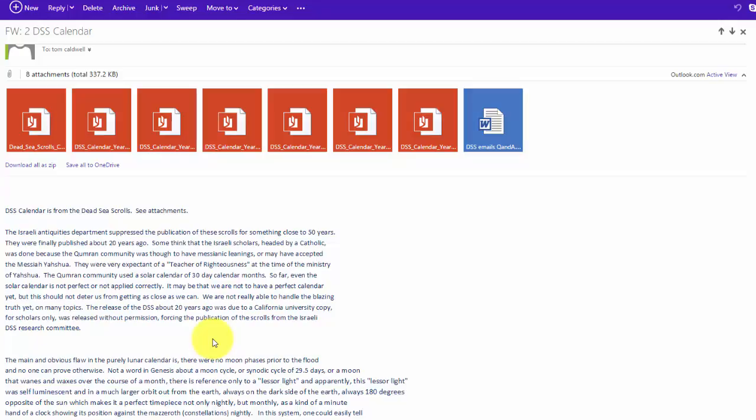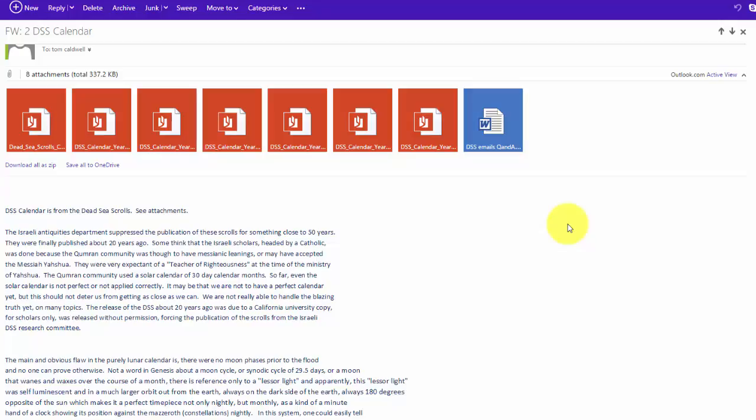She finishes her comment here. The main and obvious flaw, hold on here. This probably will not go down to the bottom of the page, at least the screenshot, so I'll just read it all. The main and obvious flaw in the purely lunar calendar is there were no moon phases prior to the flood, and no one can prove otherwise. Not a word in Genesis about a moon cycle or a synodic cycle, that's the lunar cycle, a synodic cycle, that's an astronomical term, of 29.5 days, or a moon that wanes and waxes over the course of a month.